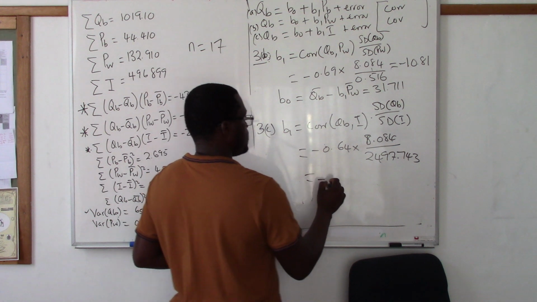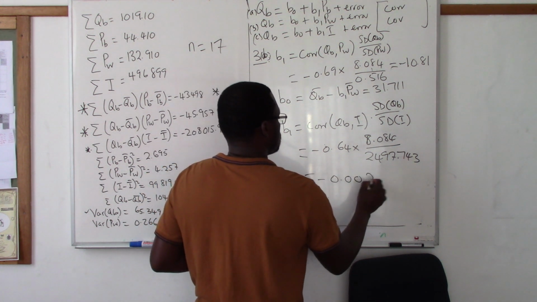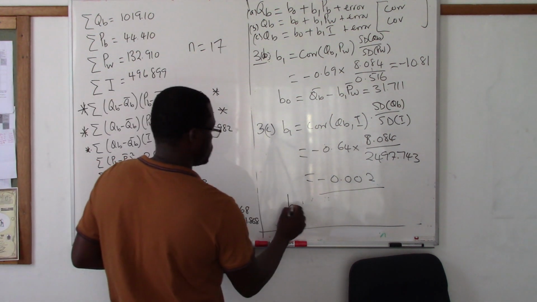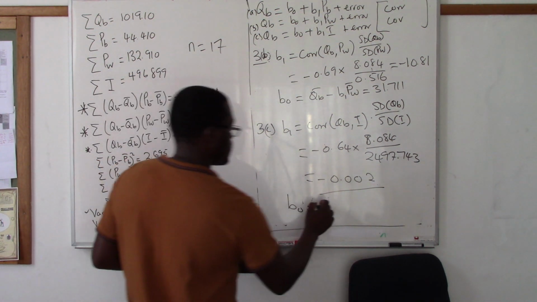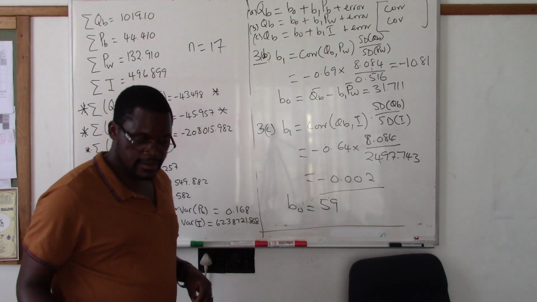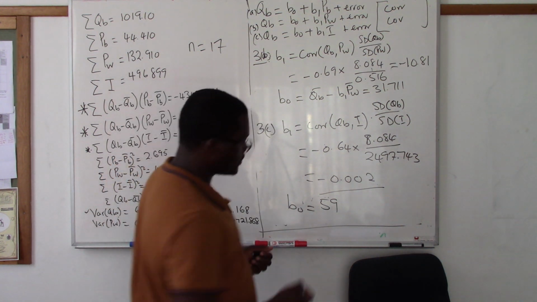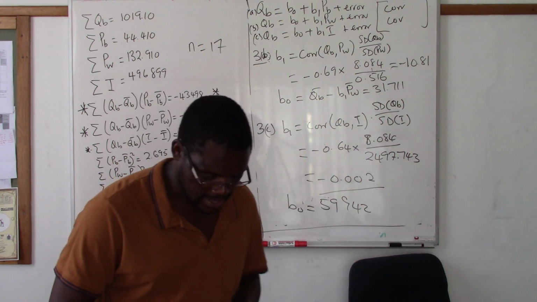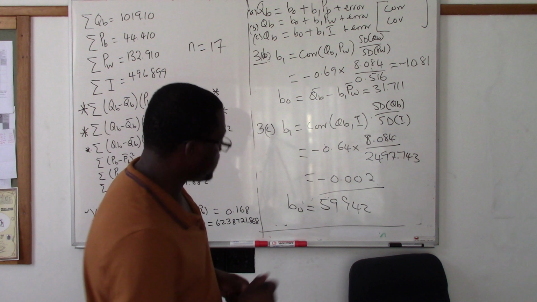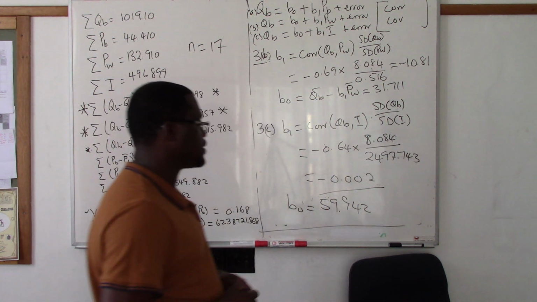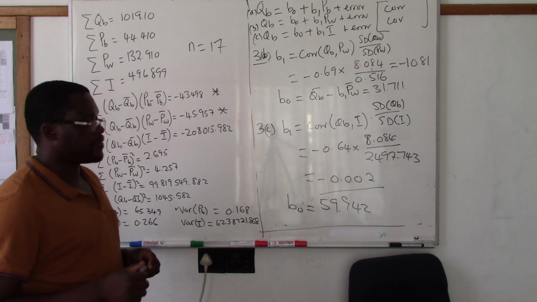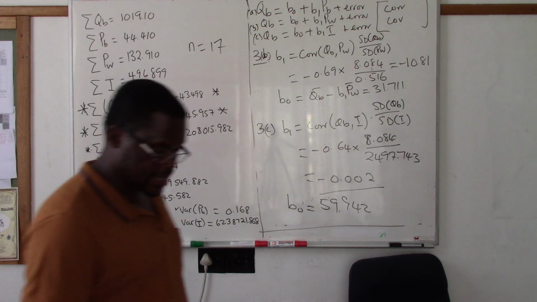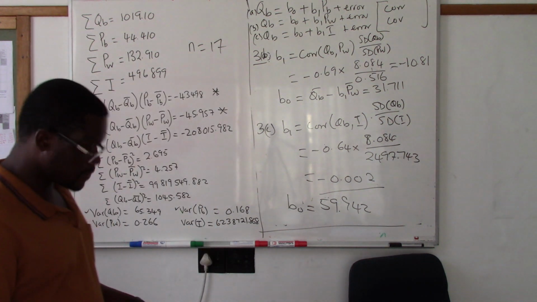This must give you something like minus 0.02. Okay? And you should get your B0 being equal to 59.942. So these are the calculations you are required to carry out.